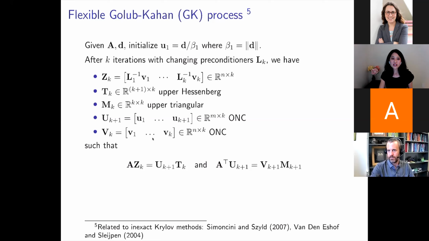And the other different thing is that you no longer have this nice bidiagonal matrix. You actually are going to have to keep track of an upper Hessenberg matrix as well as an upper triangular matrix. But we're actually not too concerned about this in terms of the computational cost, because these are small matrices, right? They're k by k or k plus 1 by k. And I'm assuming that the number of iterations can stay modest.